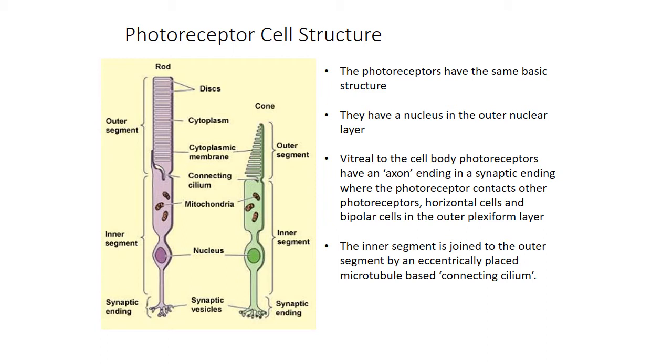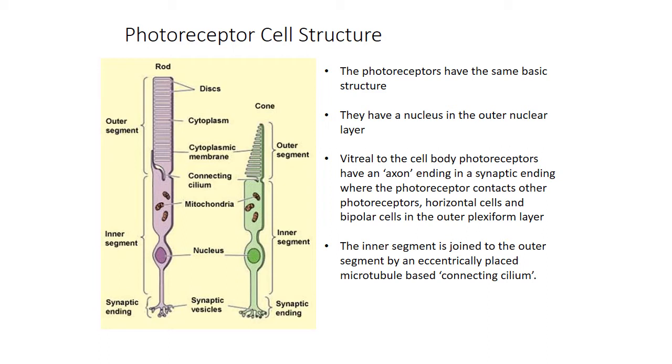Now, there are two major types of photoreceptors. There are rods, and then there are cones. The rods have this more rod type of structure, and there are many more rods than cones in the human retina. There are about 100 million rods in the human retina and less than 10 million cones.